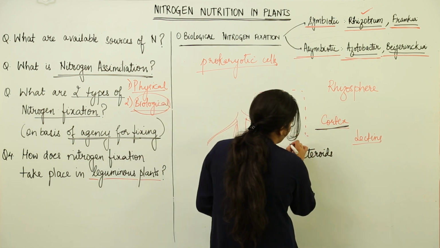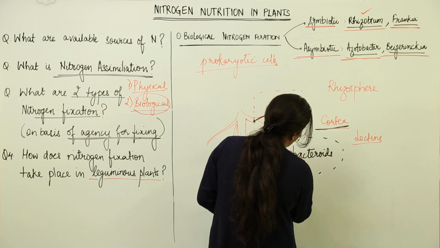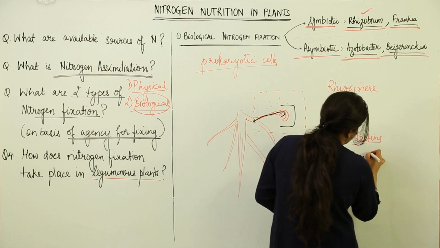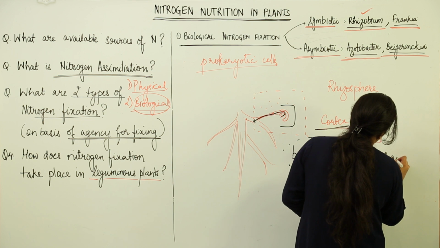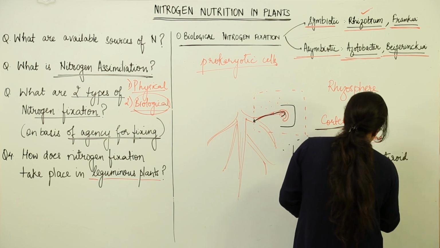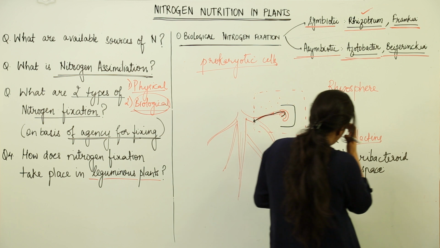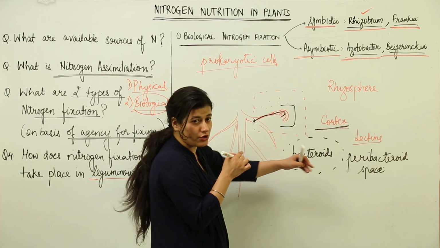Now this bacteroid would be surrounded by a peribacteroid space. The bacteroid is itself an entity. There are many rhizobium which are present. This peribacteroid space separates the bacteroids from the cortex.